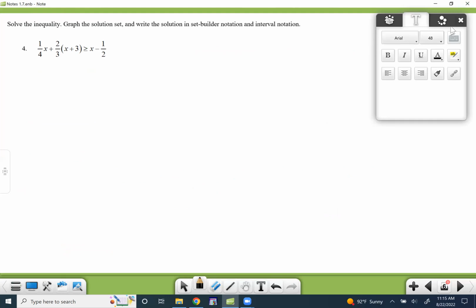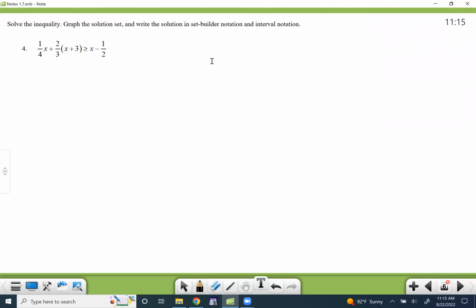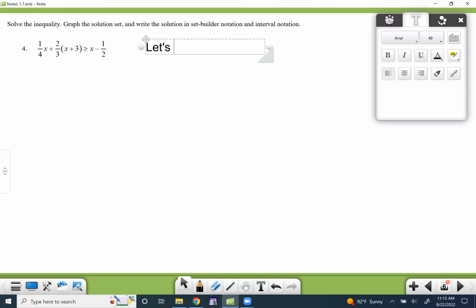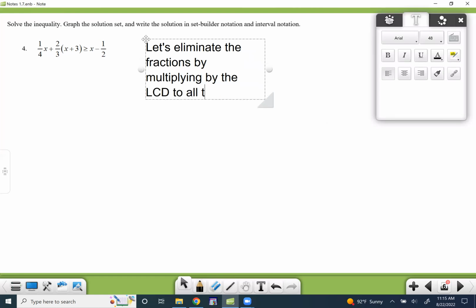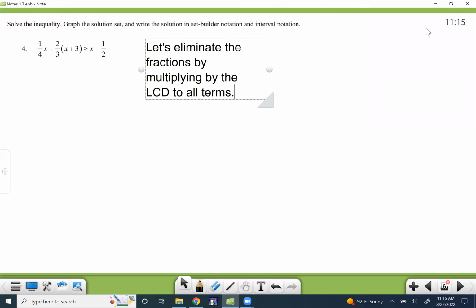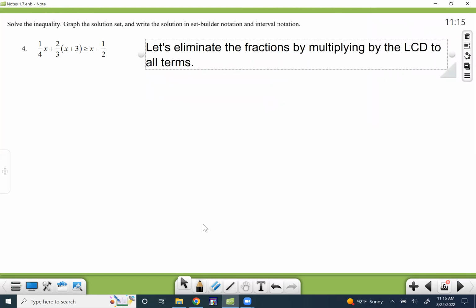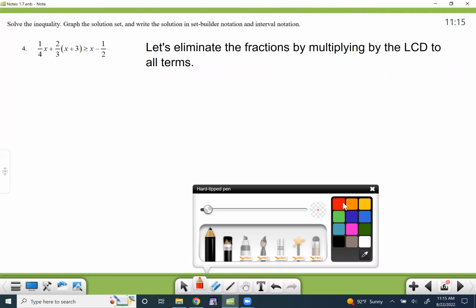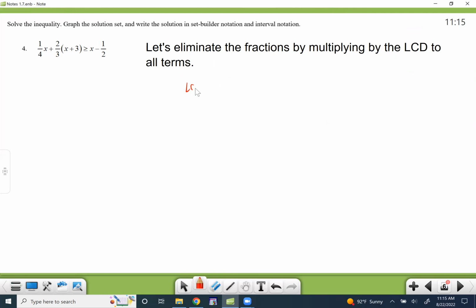All right, let's go to the next one. So similarly to the last one, let's get rid of the fractions. I don't want to deal with the fractions, you know, I don't want to have to bust out my calculator. So let's eliminate the fractions by multiplying by the LCD to all terms. So the LCD, the least common denominator, I'm looking at the denominators. I see 4, 3, and 2. So I'm thinking that the LCD is going to be 12. If we multiply everything by a 12, that should do it, okay?